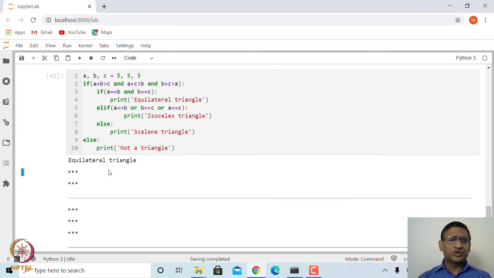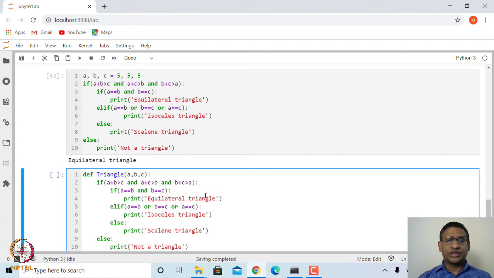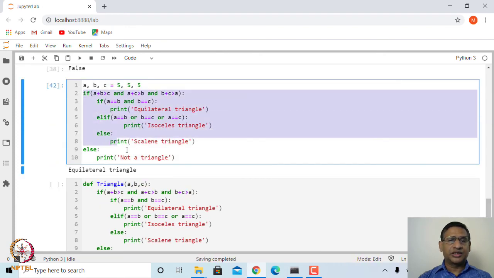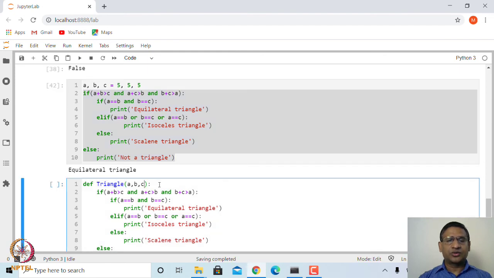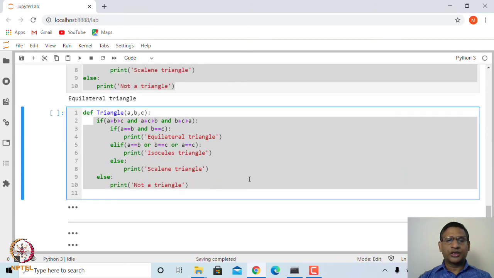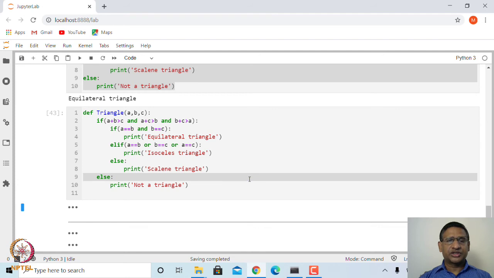And again you can make a user defined function out of this. Let me call this triangle. All I am doing is that whatever we have done here is just copied inside this function called triangle, with a, b, c and then colon. Okay. So, if I run this, I have made a triangle function which checks whether a, b, c forms a triangle. If it forms a triangle, it checks whether it is an equilateral, isosceles or scalene triangle, and if it does not form a triangle, it simply returns not a triangle.